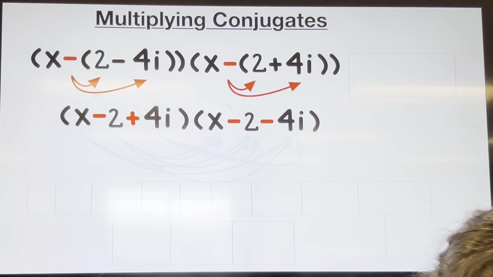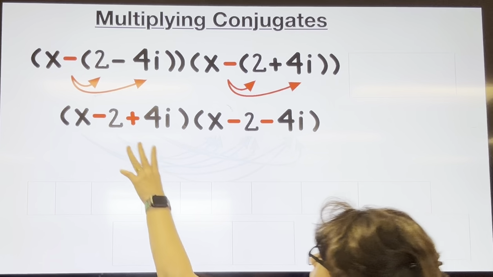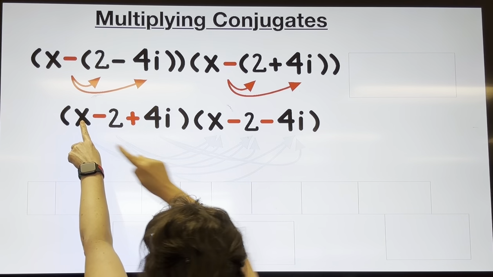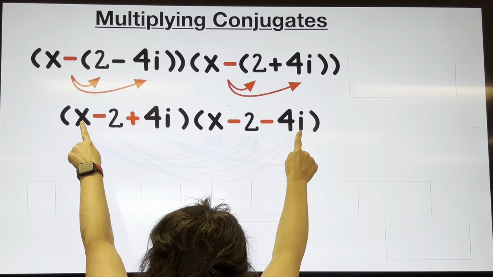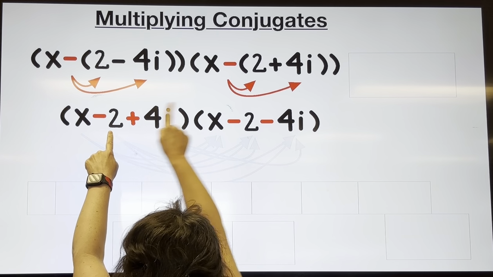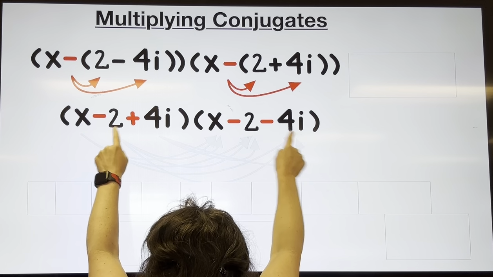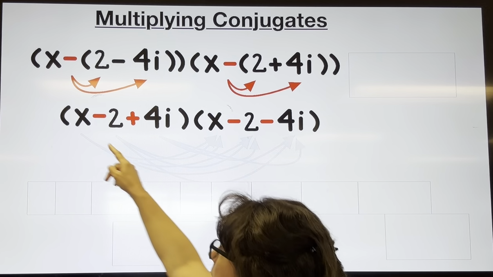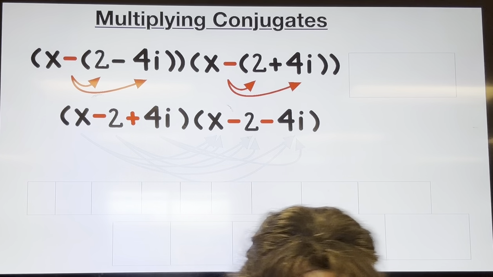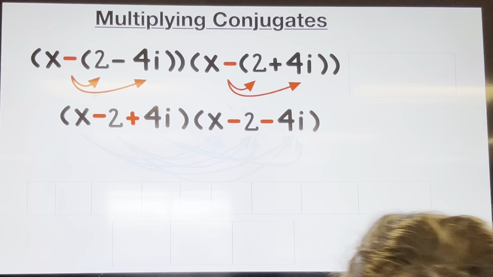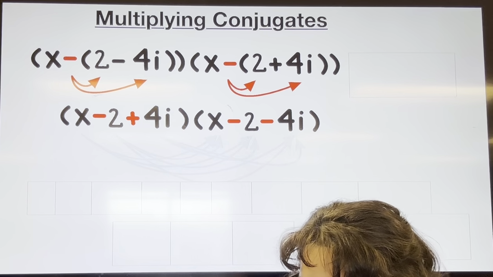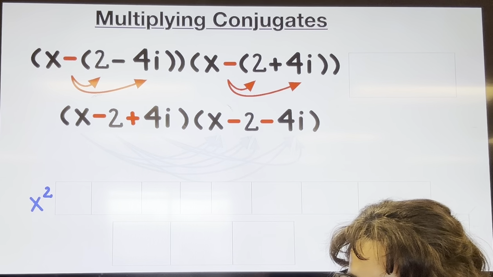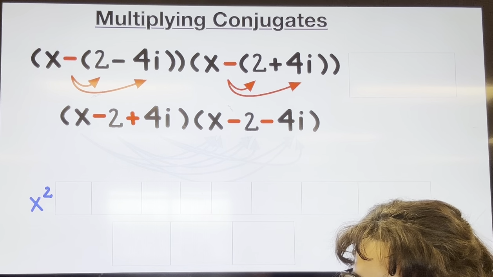When I have 3 terms multiplied by 3 terms, I want to take the first one times each of these, then I'm going to take the second one times each of these, and then the third one times each of these. So let's start here with x, and I'm going to multiply the x through. So let me just color code that a little bit there.